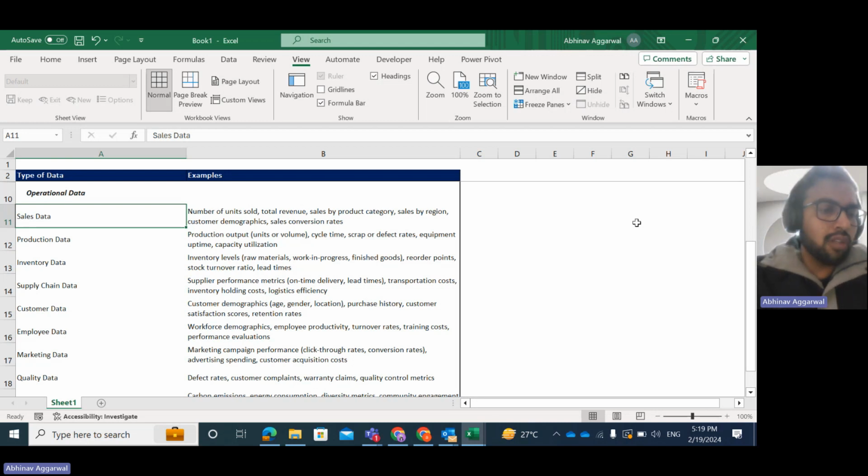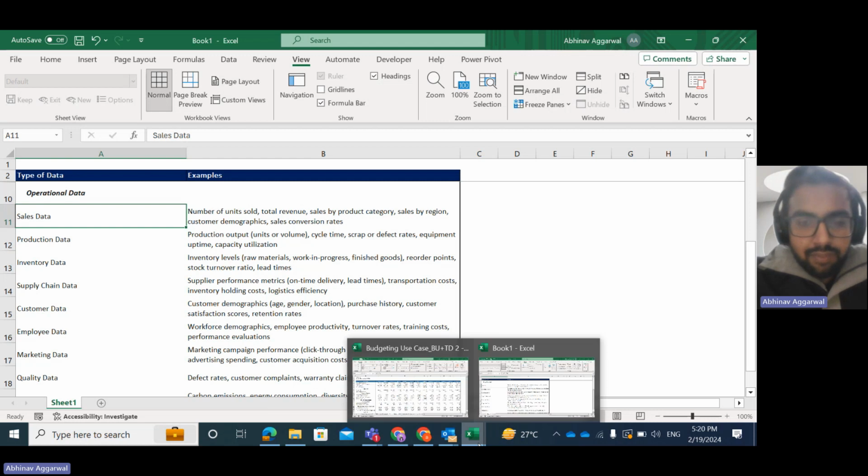Operational data, I have broken down into different data dimensions. One is your sales data. When you are evaluating the sales operational data, what kind of information should you ask your business team to furnish, or what kind of data points should you look at? You should look at quantities, number of units sold, total revenue, revenue per unit, sales by product, sales by region, sales by customers, and sales conversion rate. If you marry this operational sales data with your financial sales data, it will start making sense. So it's very important to evaluate the operational data.